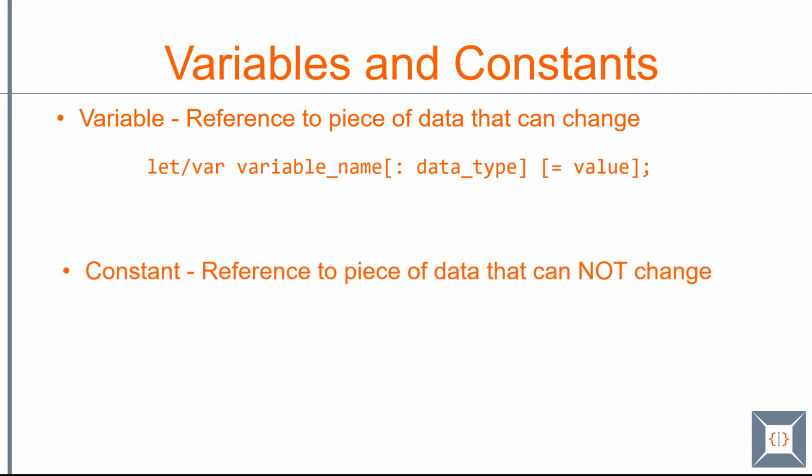A constant is a reference to a piece of data that cannot change during the execution of your program. You create a constant using the const keyword, then the constant name. You can optionally specify the type of the constant that you are creating, and you must assign a value to the constant, then you end it with a semicolon. I know it is a lot to take. Let's see some examples and digest all of the things that we have seen now.